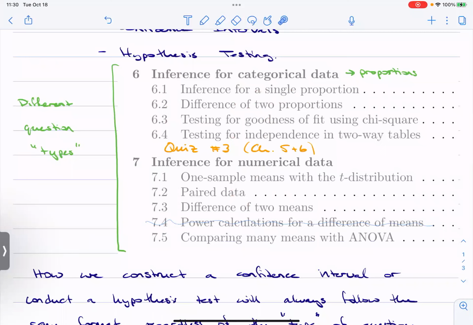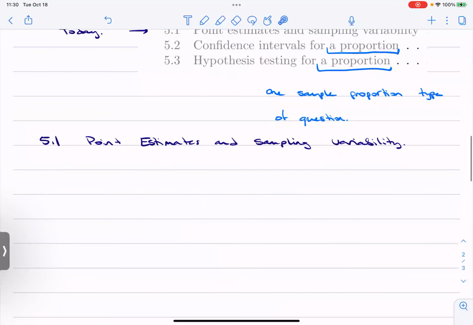For example, if I want to talk about a single population proportion, I'm probably going to use a single sample proportion as my point estimate. That's going to be my best guess. If I want to talk about the difference of two proportions, then I'm going to have two sample proportions and I'm going to look at the difference, and then that's going to be my point estimate. So depending on what type of question I have, that's going to determine what the point estimate is.